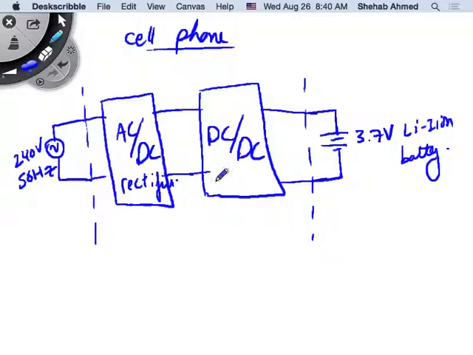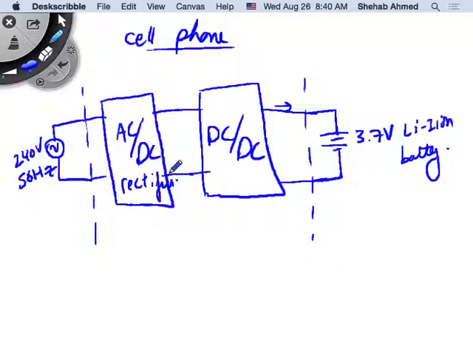Right? So you can put in a DC to DC converter here that can control how much current is coming out of this DC to DC converter. Okay? So you need that. Otherwise, you cannot charge your battery properly. You will ruin your battery, basically. So this is called the power converter architecture, right?